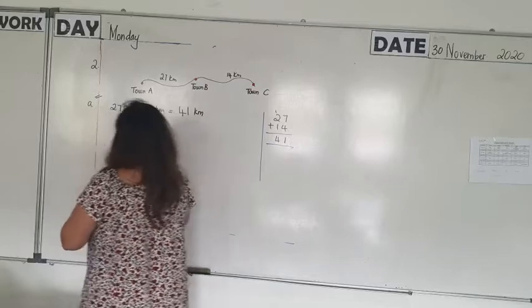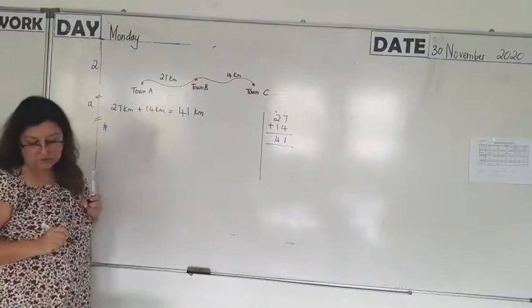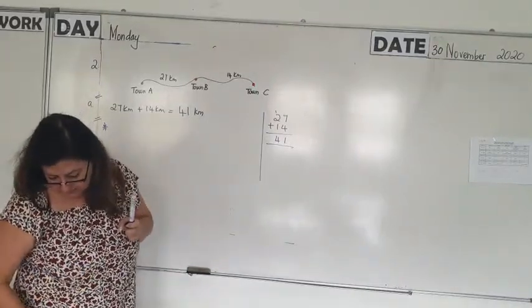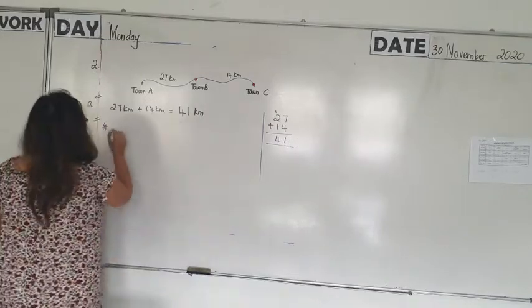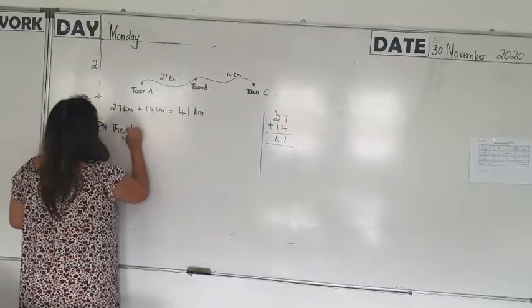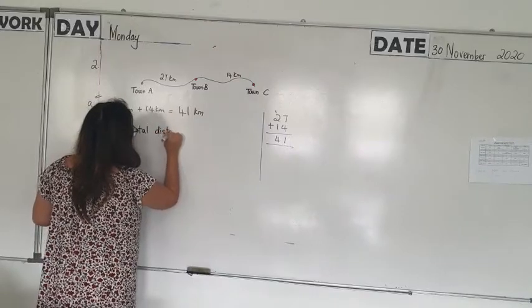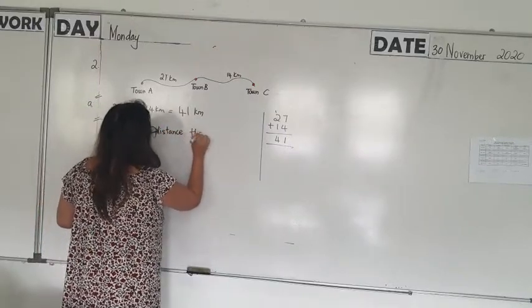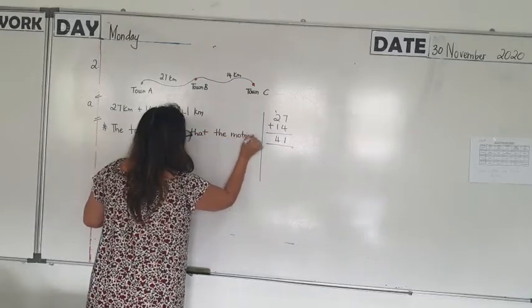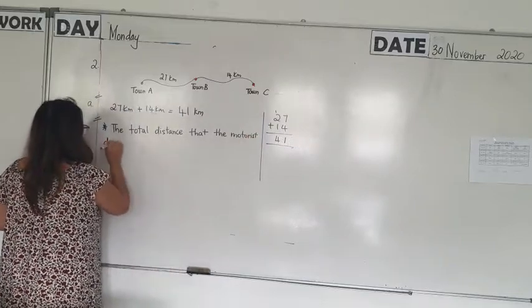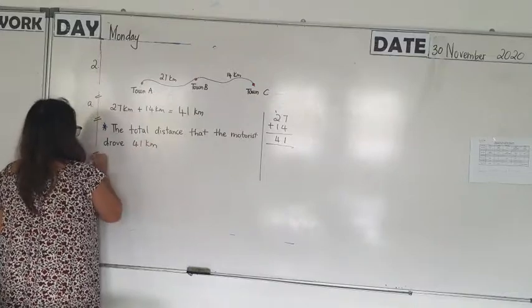Leave a line and write the statement. The total distance that the motorist drove is 41 km. Now this is A.